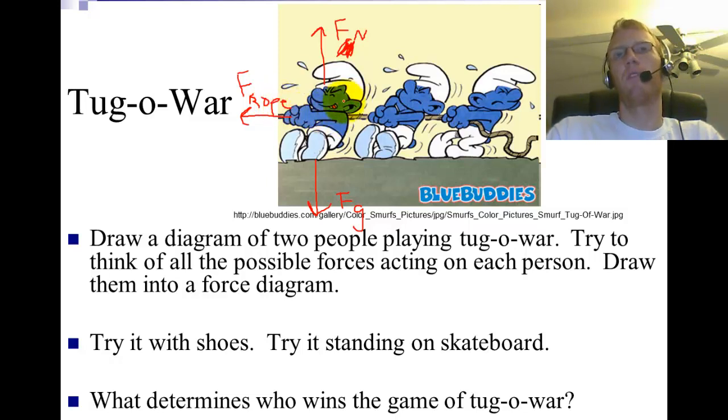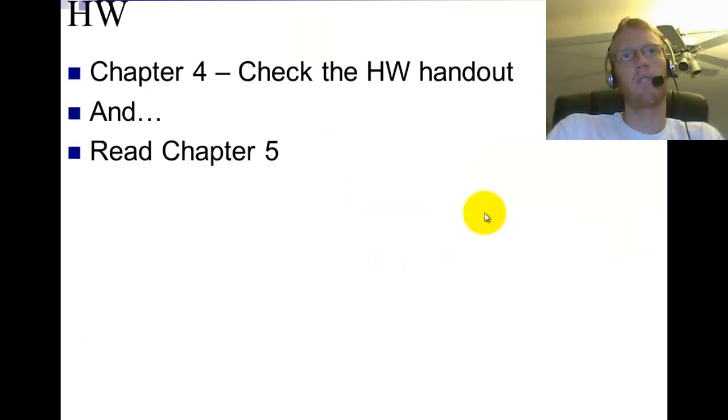So all these Smurfs, they're getting pulled towards the left. What allows them to not go left? I want you to think about, obviously there has to be some force this way if they're going to win. So what is that force? I want you guys to think about that, and then when we come back to class, we'll talk about it.